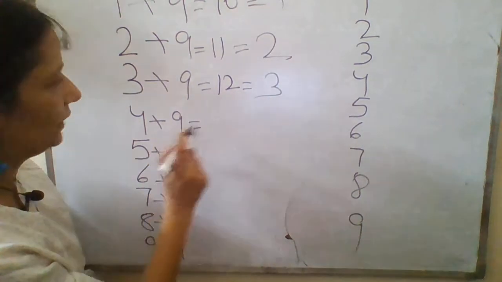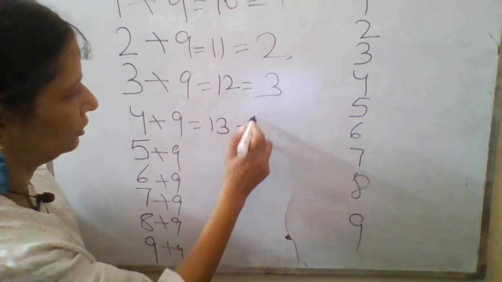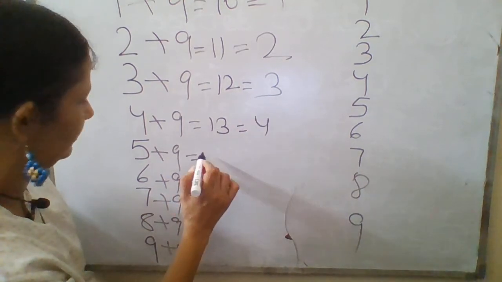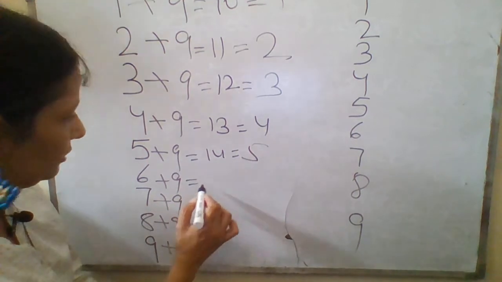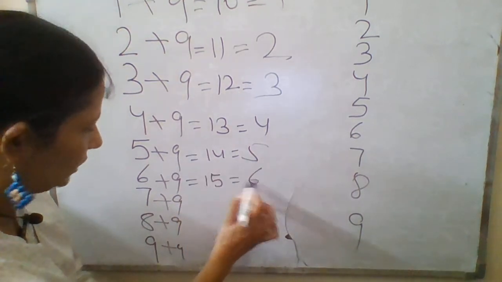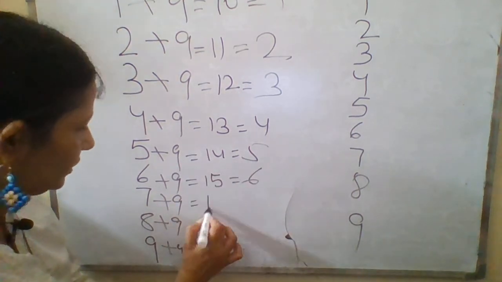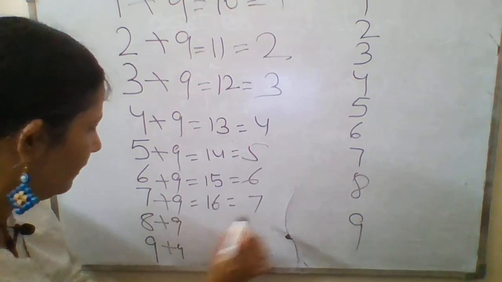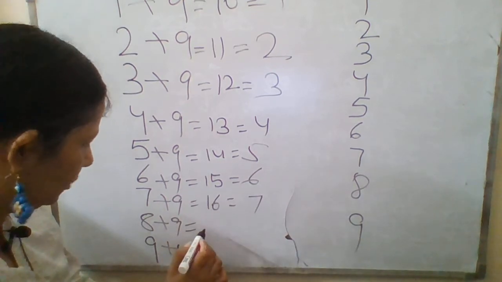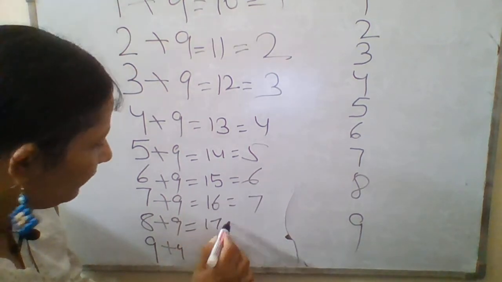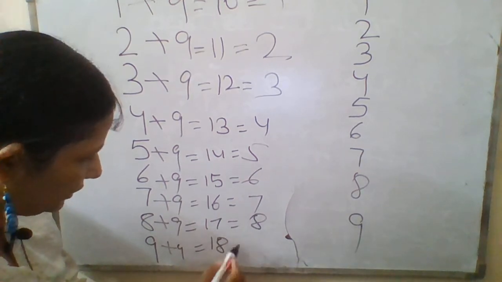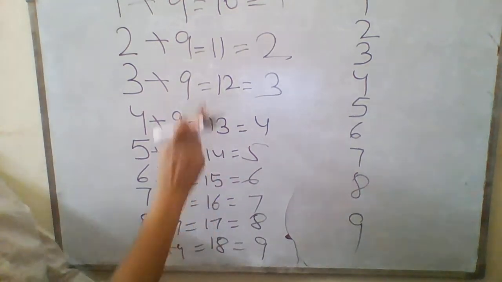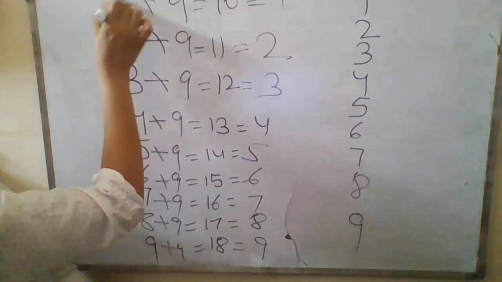Now 4 plus 9 is equal to 13, which is equal to 4. 5 plus 9 is equal to 14, which is equal to 5. 6 plus 9 is equal to 15, which is equal to 6. 7 plus 9 is equal to 16, which is equal to 7. 8 plus 9 is equal to 17, which is equal to 8, and 9 plus 9 is equal to 18, which is equal to 9. So you look here, this is 1.